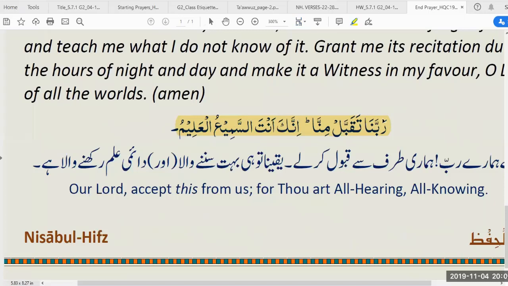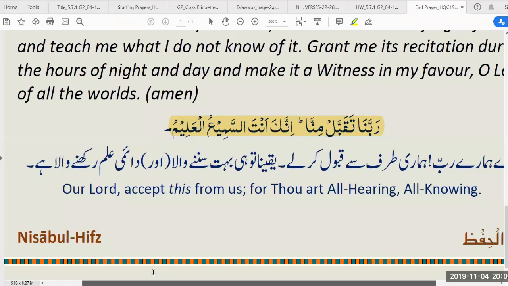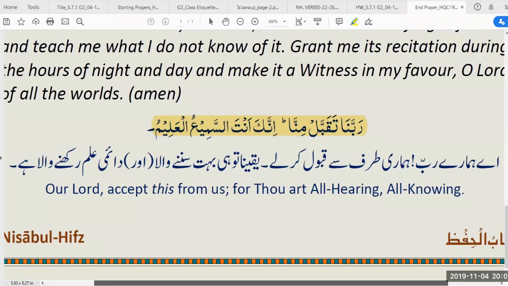Bismillahirrahmanirrahim. Rabbana taqabbal minna innaka antas sami'ul alim. And the translation is, our Lord, accept this from us. Thou art all hearing, all knowing.